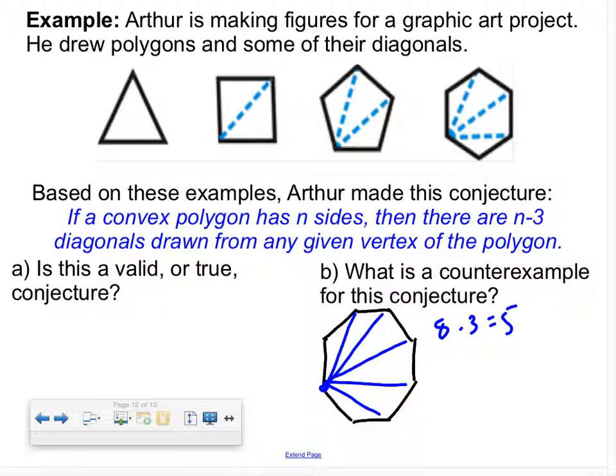I would proceed on and double check with a couple other ones, like a decagon perhaps. But it seems that this is true. So we don't have a counterexample that we can provide to disprove Arthur.